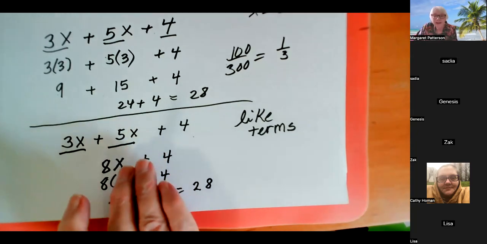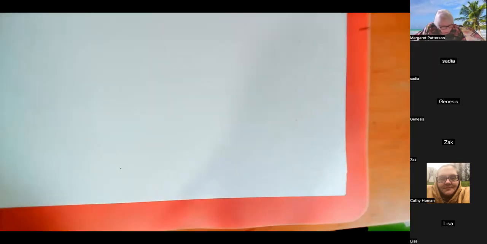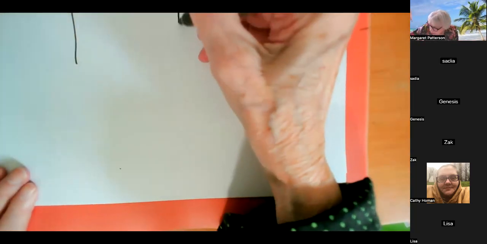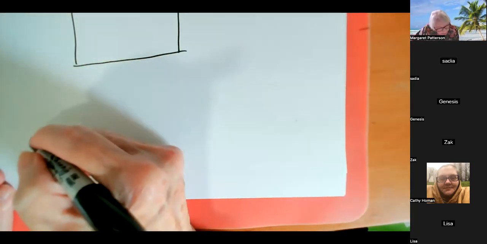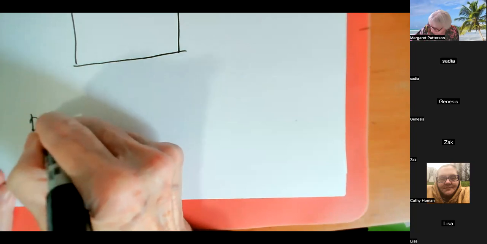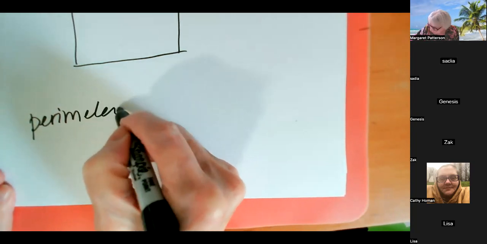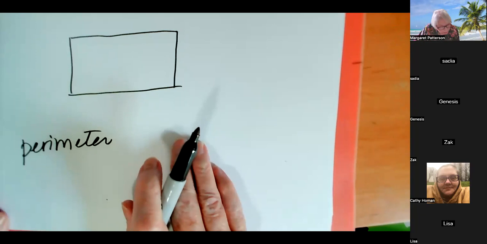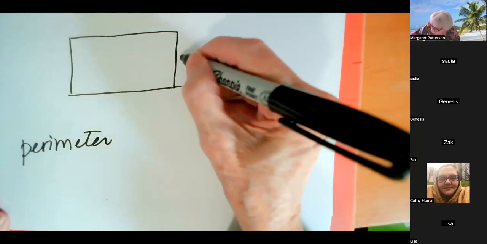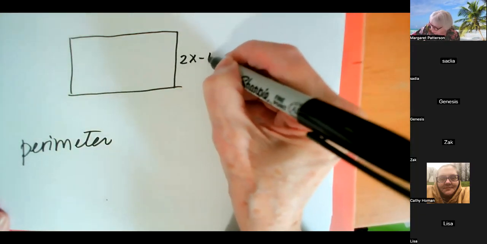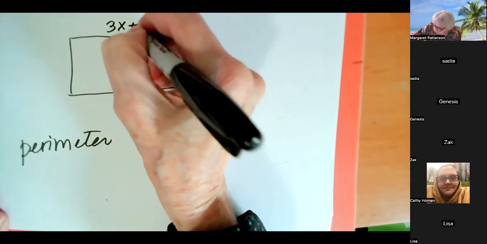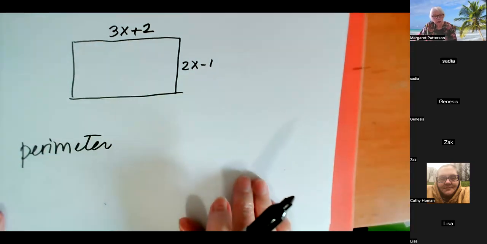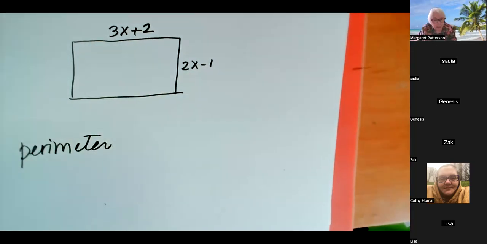So, yes. They did a couple of problems. This will be sort of review. We want the perimeter of this, except now I'm going to be fancy. I'm going to call this 2x minus 1, and I'm going to call this 3x plus 2. And I want the perimeter, and the answer will have x's in it.